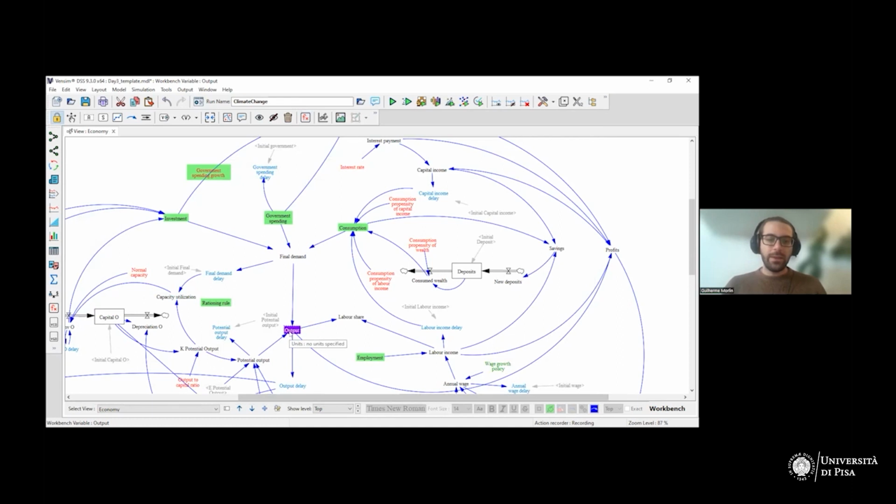We have already an expression for output, and then we also need the rationing rule. So we need to add a formula to the variable rationing rule. And the rule should be such that it will reduce the value of output and demand components when final demand is greater than potential output, but have no effect on these variables otherwise. Plus, the effect of the rule, when active, must be exactly proportional to the ratio between the two variables.